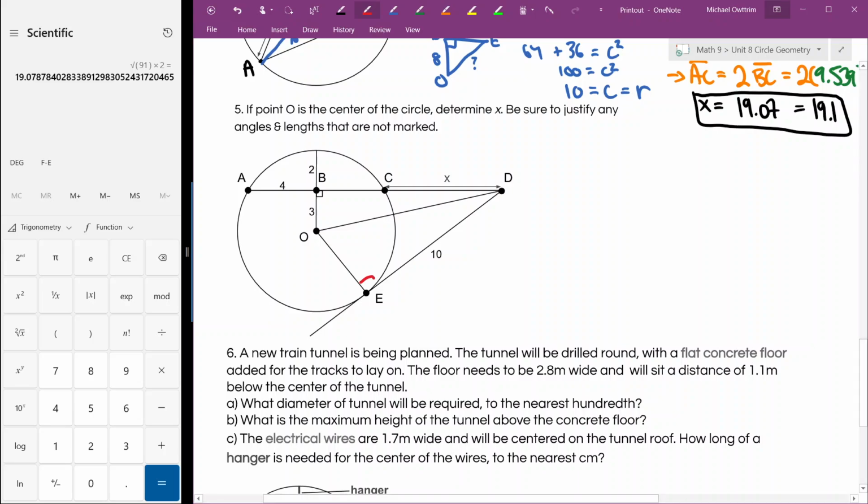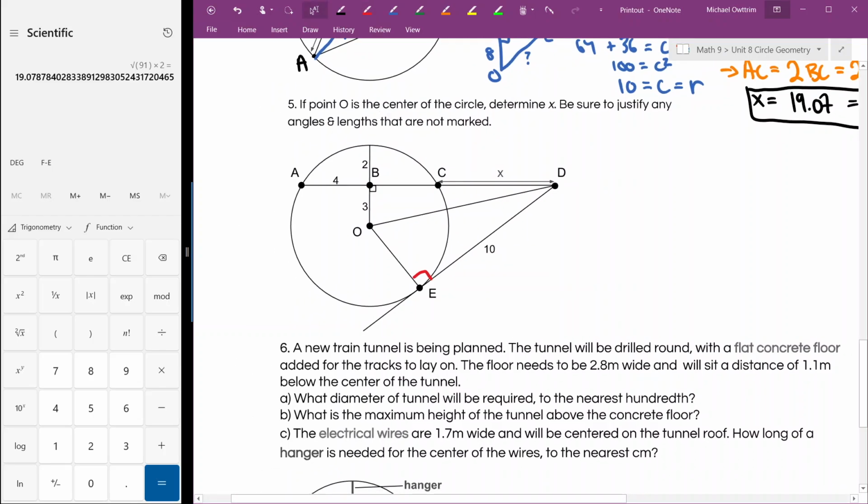Well, a tangent line always forms 90 degrees to the radius of our circle, and so I'm going to go ahead and start by putting in that angle there. So let's say that as our first thing, we have line ED is tangent to the circle. And we can say, therefore, angle OED is 90 degrees by our tangent law.